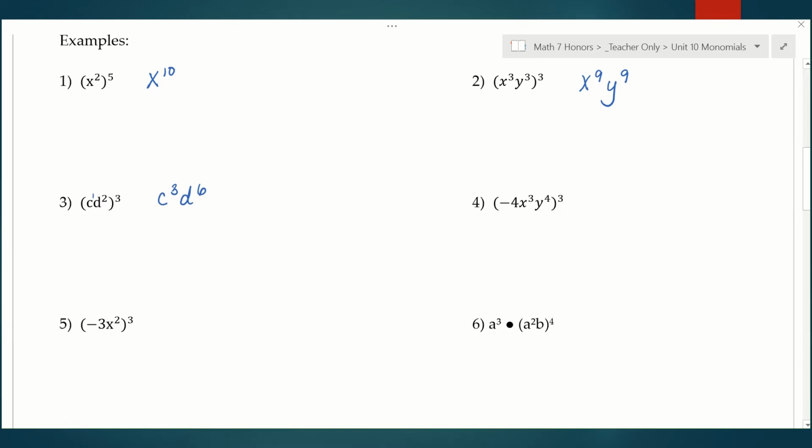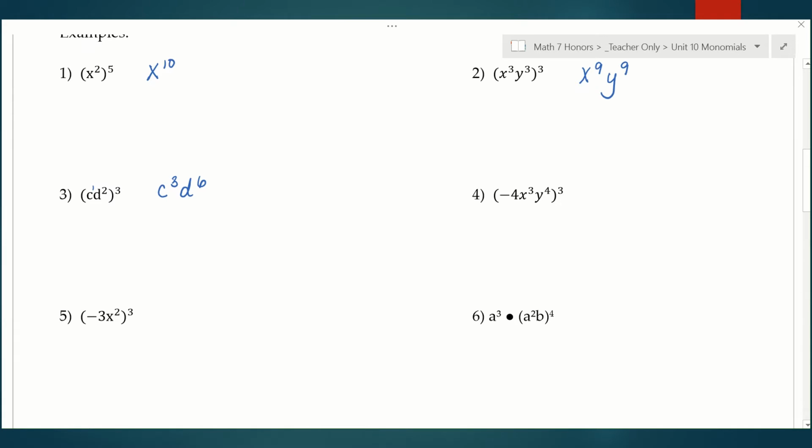Okay, over number 4. So here's one where my coefficient is something other than 1. So I take my coefficient, negative 4, and I raise it to the power. So negative 4 to the third power is negative 4 times negative 4 times negative 4. So negative 4 times negative 4 is positive 16, and 16 times negative 4 is negative 64. And then I deal with my variables and exponents. So remember, I'm multiplying my exponents here. So x to the third is x to the ninth, and y to the fourth to the third is y to the 12th.